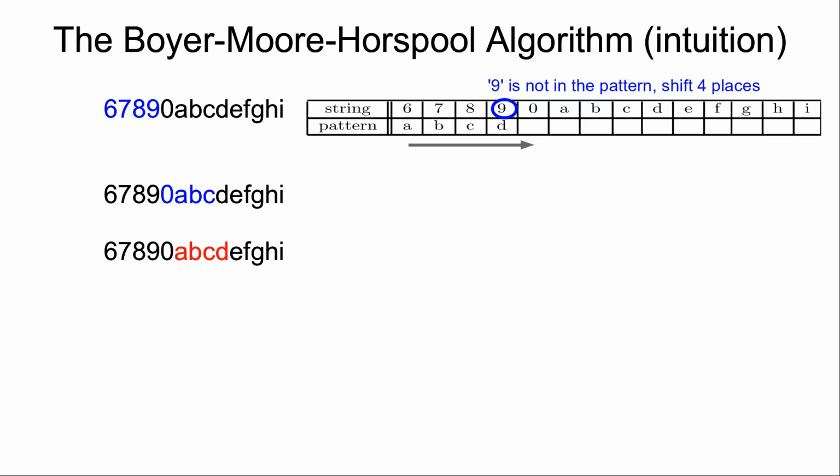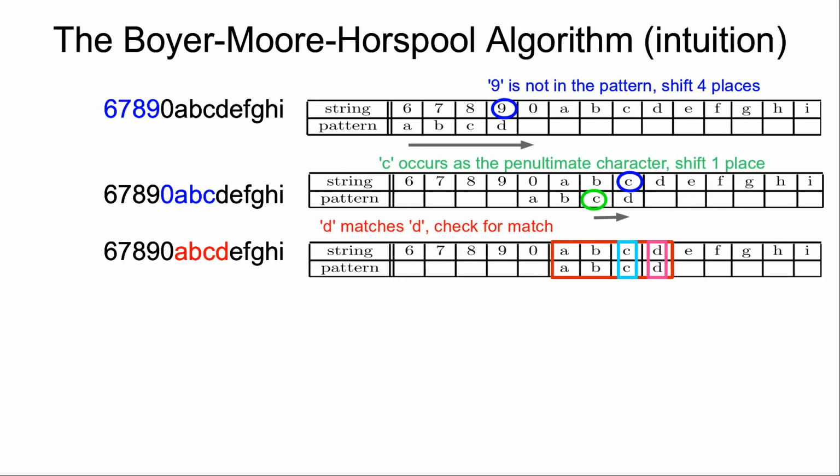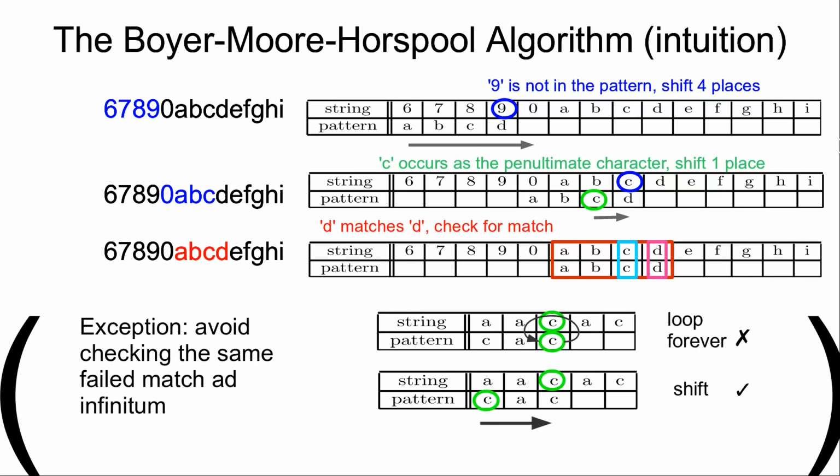If C is in the pattern, but the proposed match fails, then the pattern is shifted so that the rightmost occurrence of C in the pattern is aligned with the occurrence of C just found in the string, and the check is repeated. Of course, when we're looking for the rightmost occurrence of a character in the pattern, we ignore the last character, because if we didn't, we wouldn't be shifting the pattern at all, because the two characters would already be lined up.